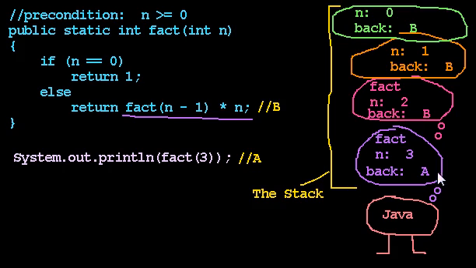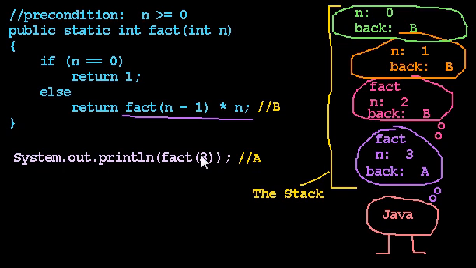A new thought bubble appears, and that thought bubble contains all the values of variables that Java needs to keep track of as it handles that method, but also where to go back to, where to continue the computation when it finds the answer, when it completes that method call.